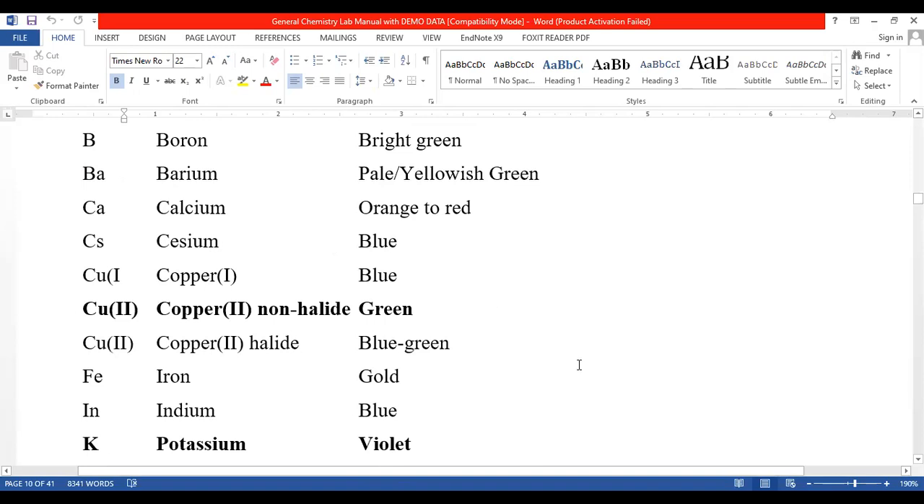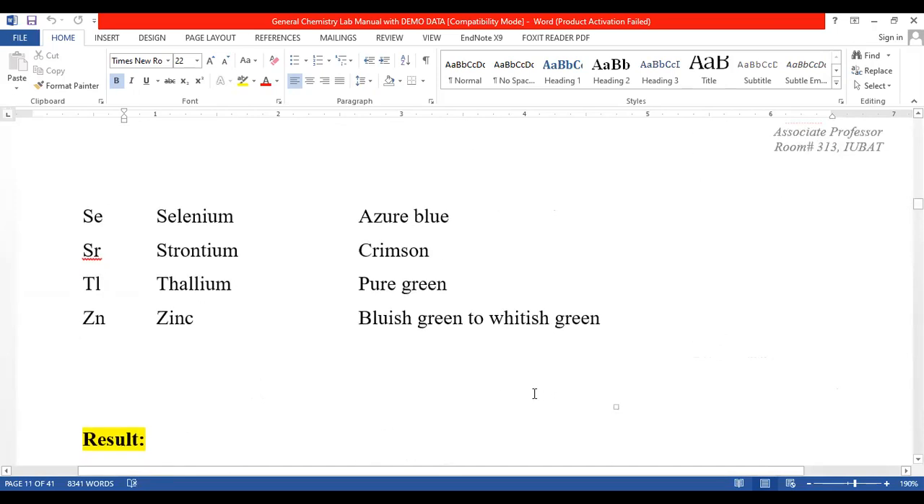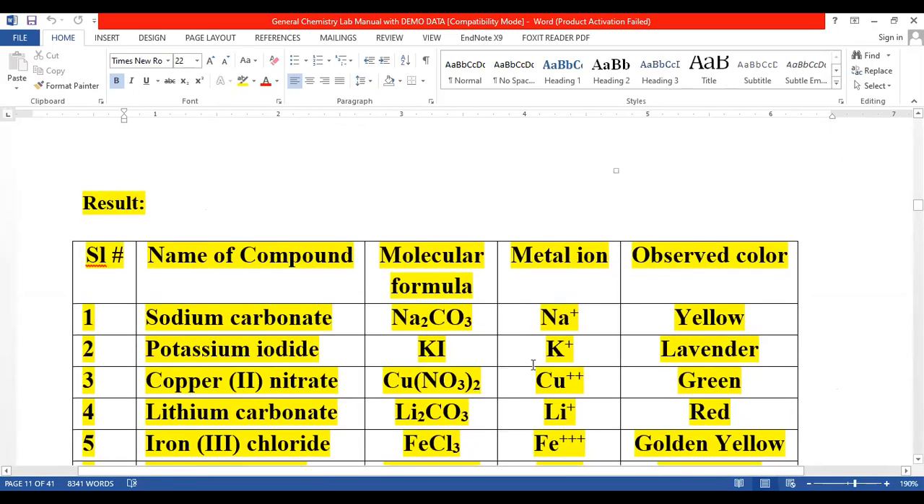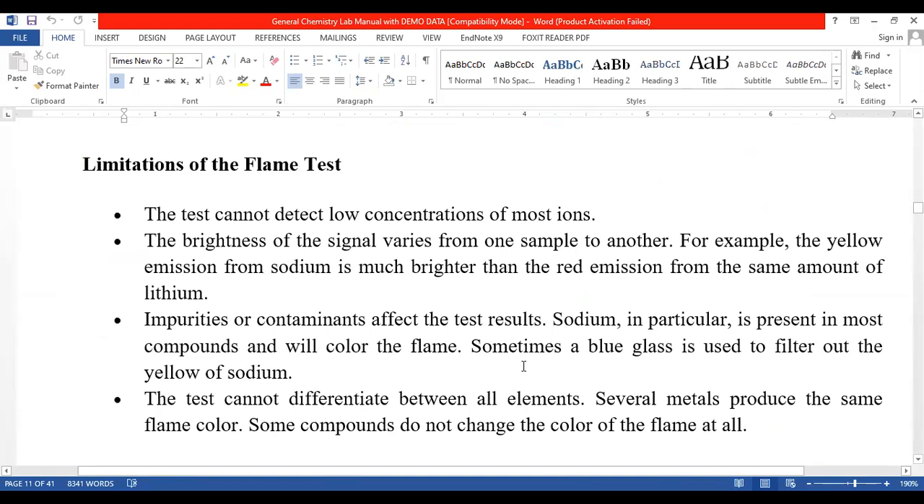It is a little bit crude, but a very simple technique to identify many elements. So this is another limitation: the same color can be produced by different elements. And another thing, if the sample is a very small amount, we cannot detect it, as this is not a sophisticated analytical process. A trace amount will not be detected by the flame test. So these three are the basic limitations. Other limitations are also there, and you can go through them to learn.